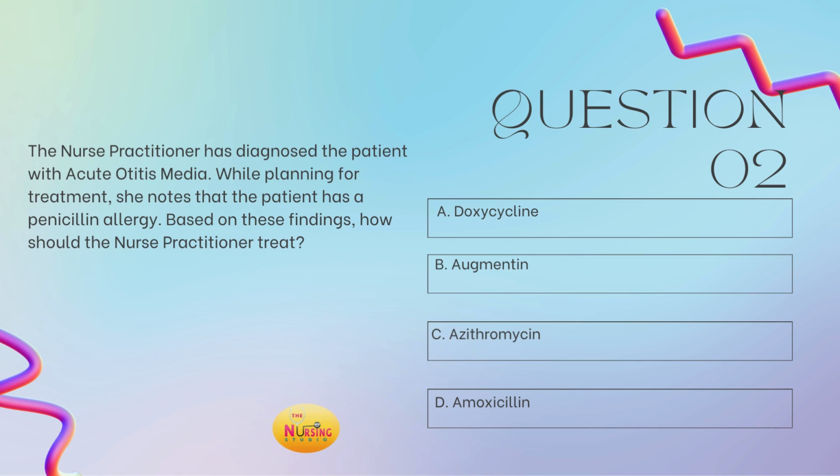So what's your next line therapy? It's azithromycin, right? Think of your A's. So C is your best answer, azithromycin.